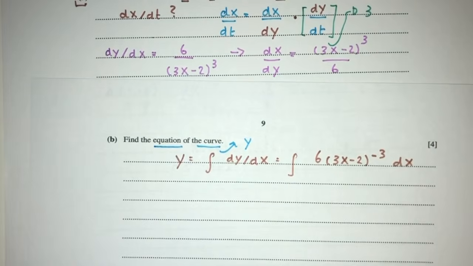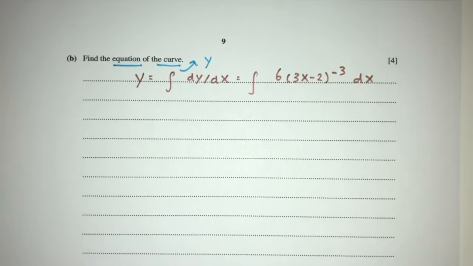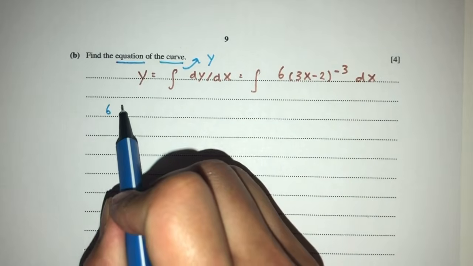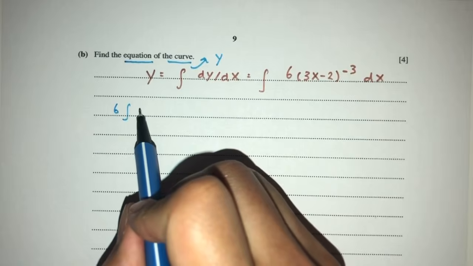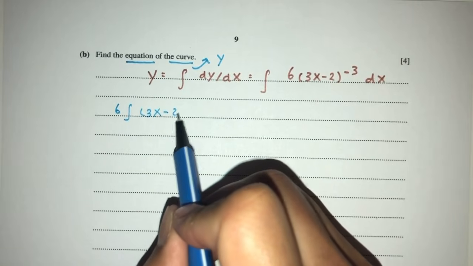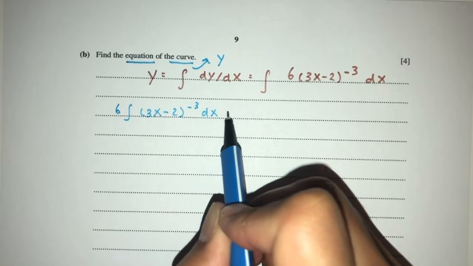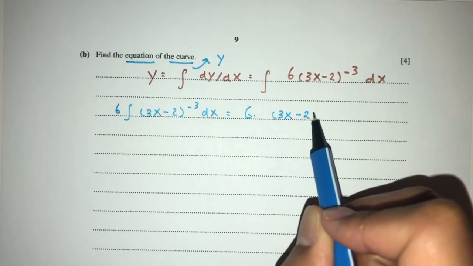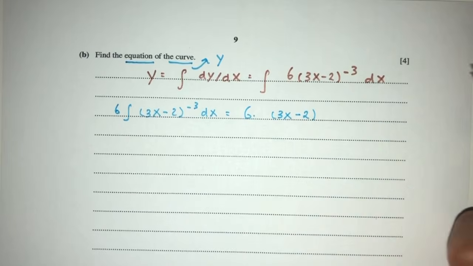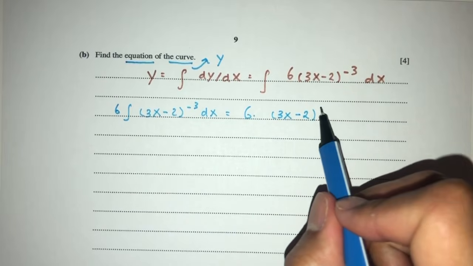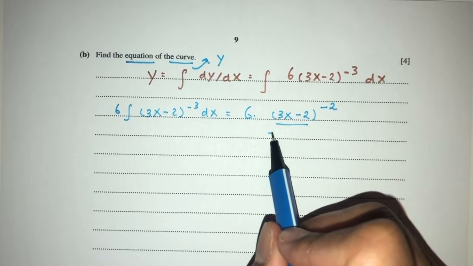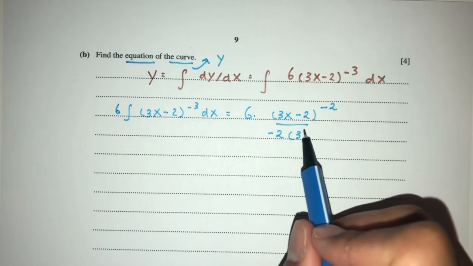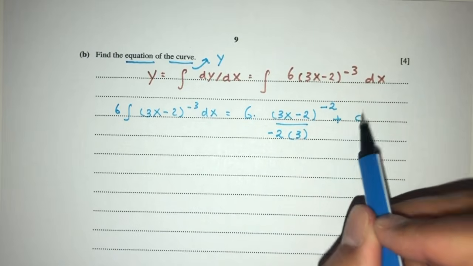So let's rewrite this. Let me take out the value of 6. You will have 6 times the integral of (3x minus 2) power minus 3 dx. First thing, we have to add 1 to the power, that will become minus 2. Then divide by the new power. Then divide by the derivative of the value inside, that will be 3. And then plus c, of course.